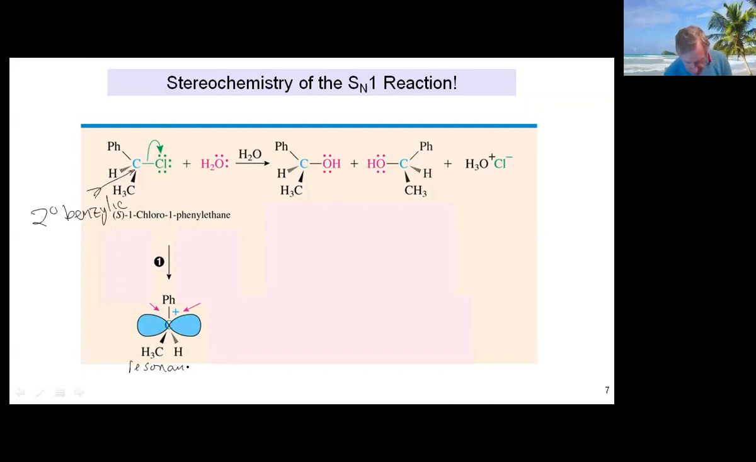Resonance 2. Okay? Oops, can you hear me? The mic sometimes falls out of that.